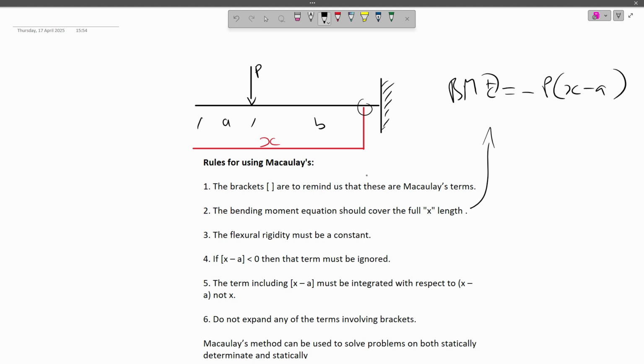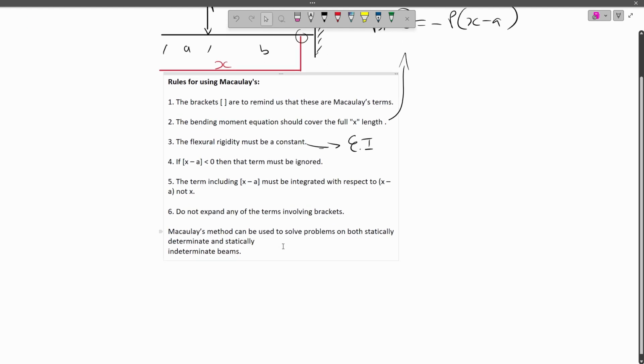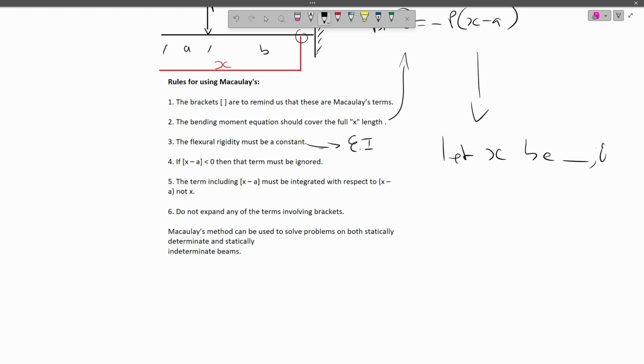The third rule or third condition states that the flexural rigidity must be constant. This is basically our E times I. The fourth rule states that if our bracket x minus a is less than 0, then that term must be ignored. There's going to be a point where you're doing your calculations and you're going to have an equation. Let's assume this equation right here. You're going to say let x be a certain value where our slope is 0.